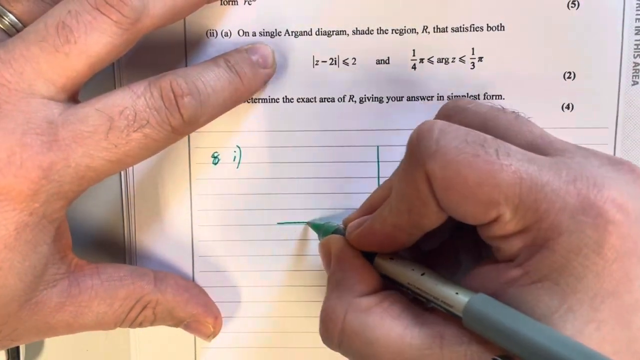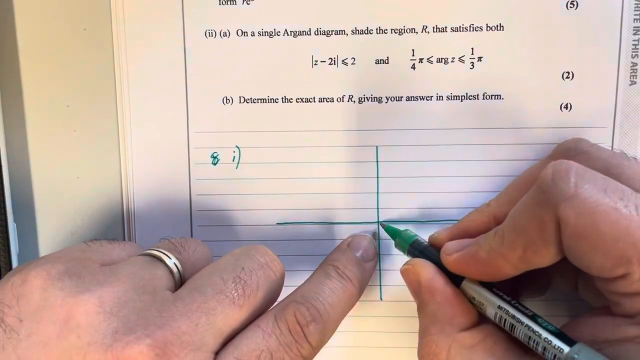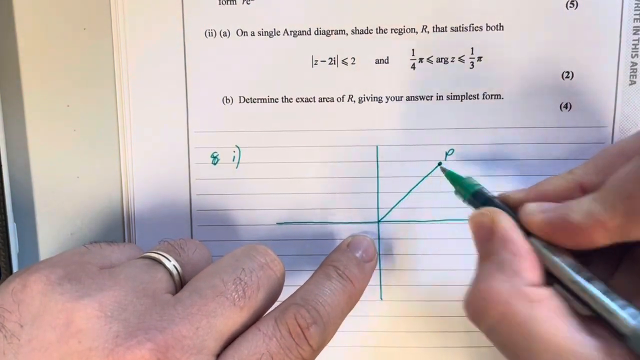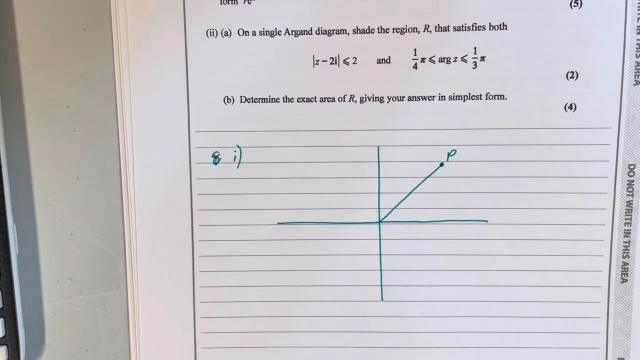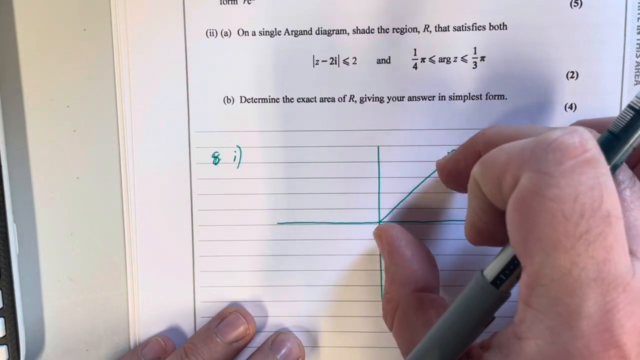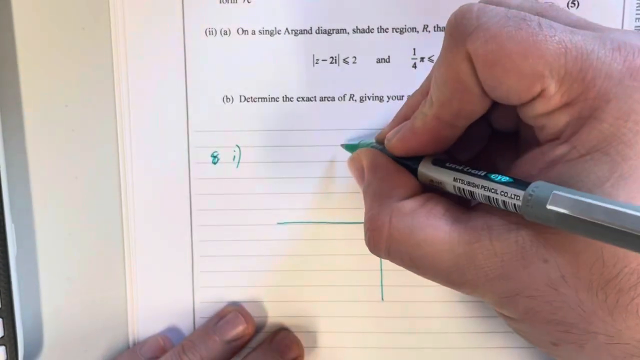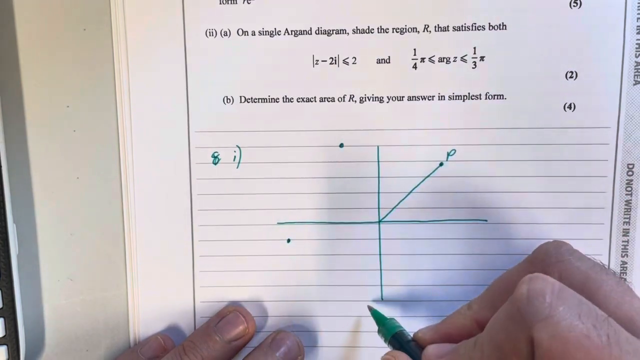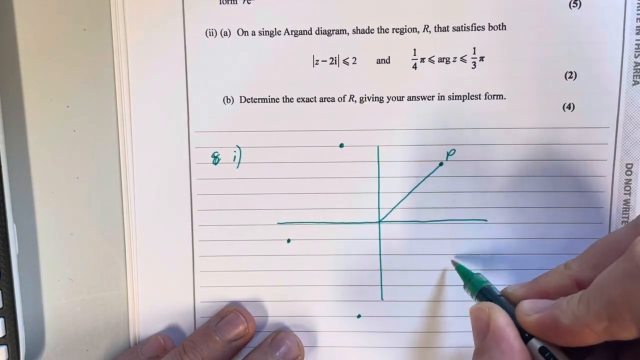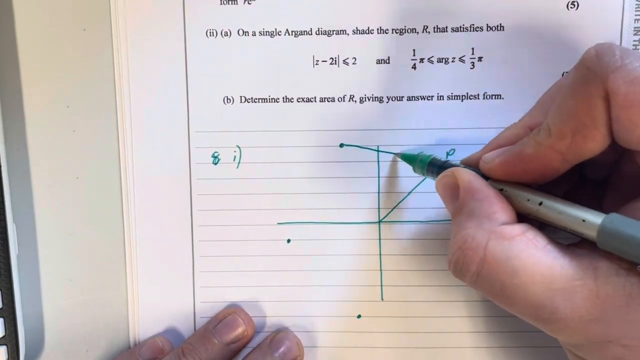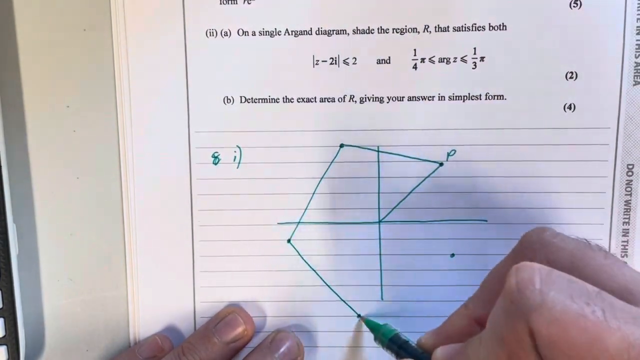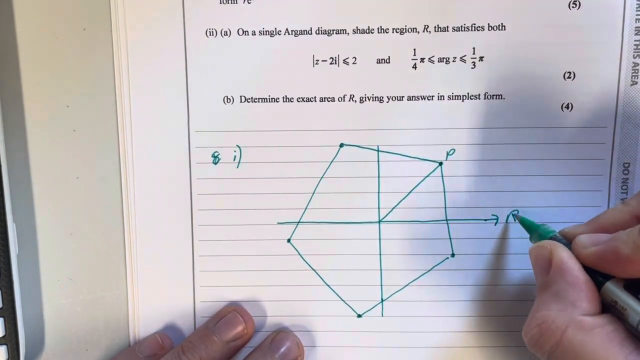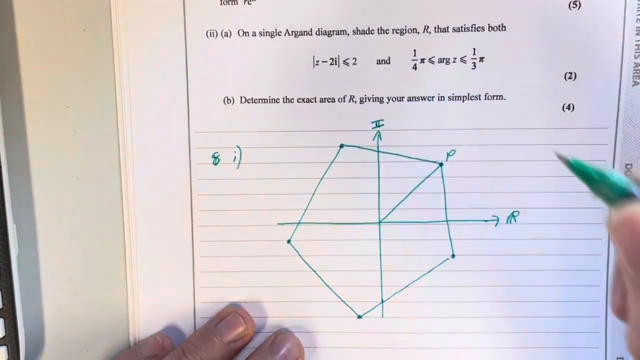Quick sketch of the Argand diagram just to show you exactly what's going on. I've got 6 plus 6i, which is over here somewhere. There's my point P. And that is one point of a regular pentagon, centred on O. So the other vertices will be maybe one over there somewhere, one over here somewhere, one down here somewhere, and one over here somewhere. Not a great sketch, but that is a regular pentagon. There's my real axis, and there's my imaginary axis.